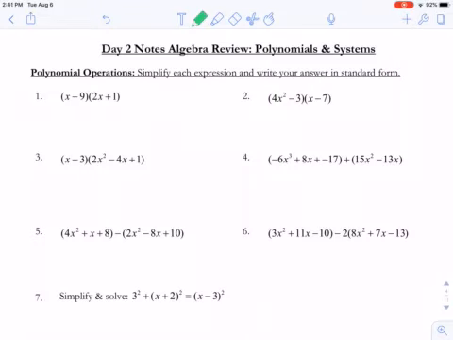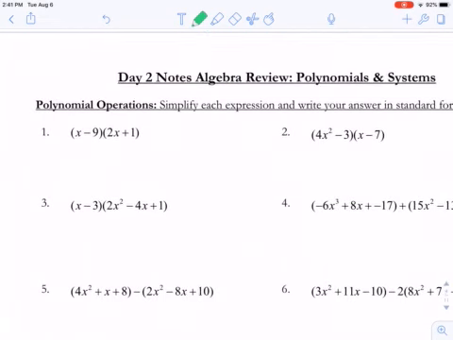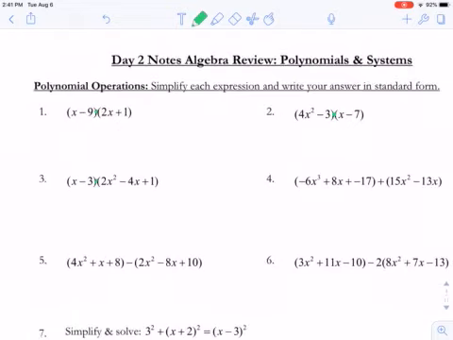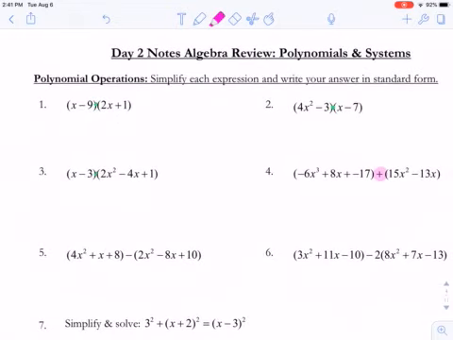This video is going to cover operations with polynomials and solving systems. Let's go ahead and get started. The polynomial operations first. There are three types of operations that you're going to see in this group of problems. The first three problems are multiplying the polynomials, and that's where the parentheses are touching each other. And then the last three are adding and subtracting. So when you see these problems on homework or on your quiz, you want to pay close attention to what operation they're asking you to perform.